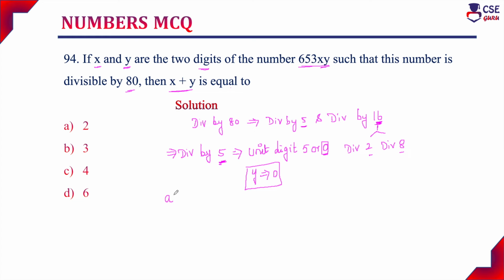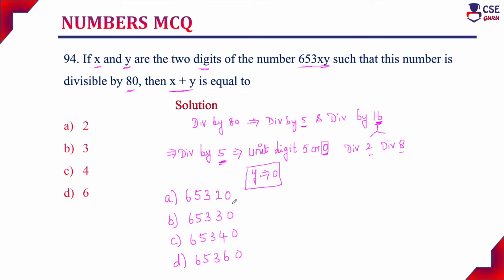So option A, 653, and the x value we consider as 2, and y value 0 for all the options. And if we are considering option B, it is 65330. Option C is 65340. And option D is 65360.